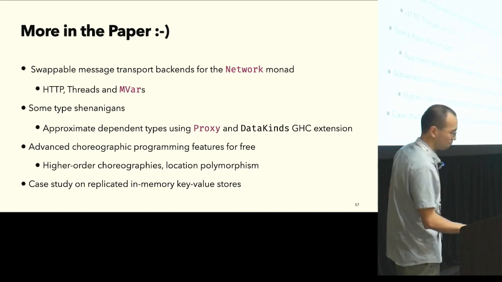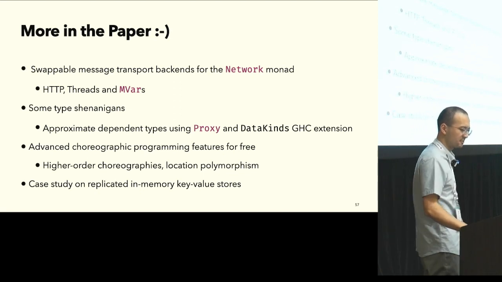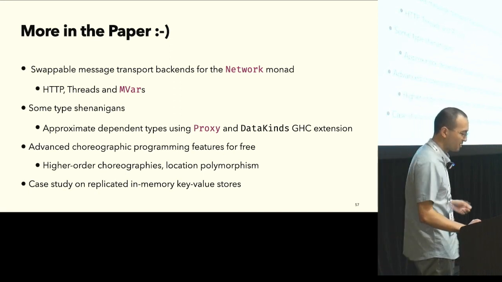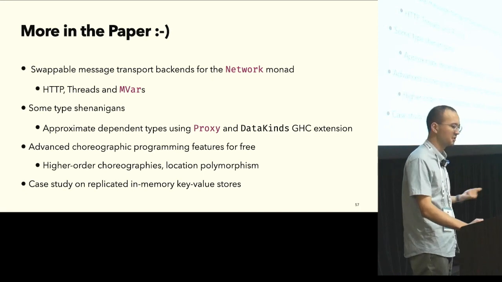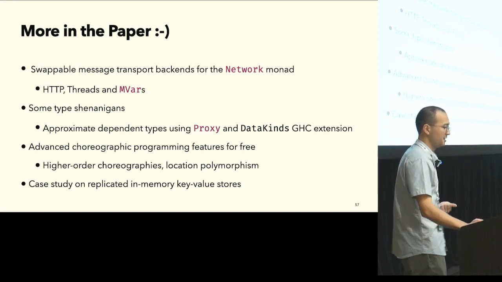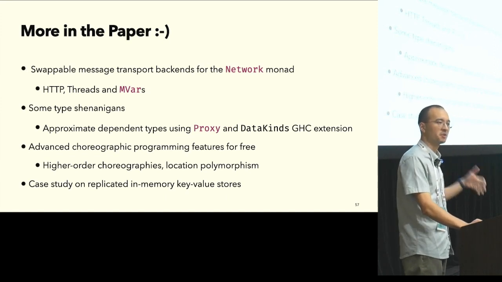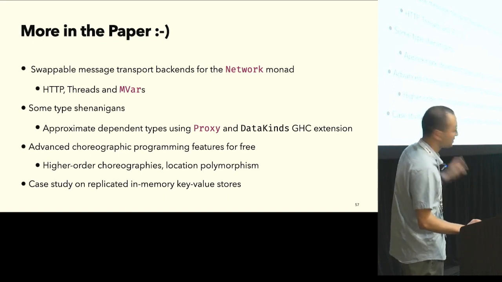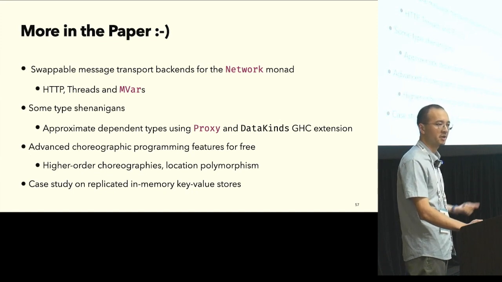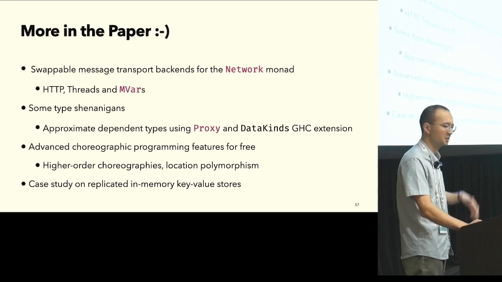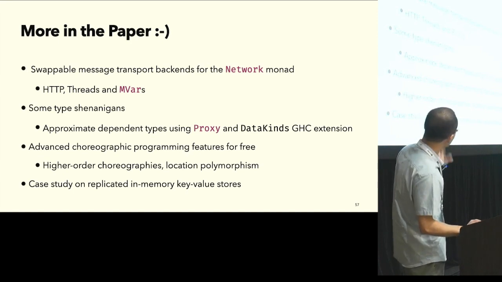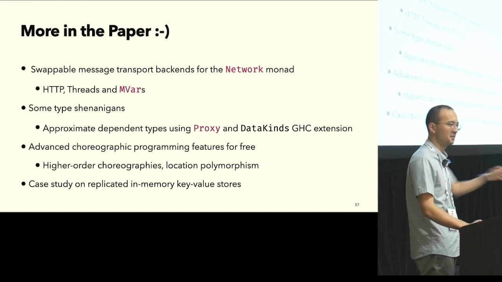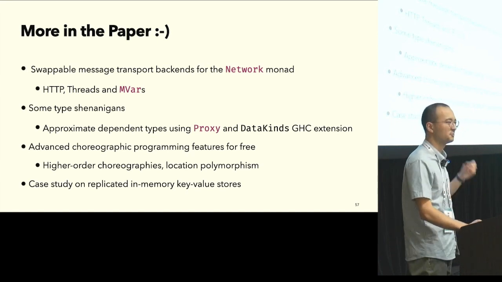So now we have the basic idea of HasChor's freer monads-based implementation, but there's more in the paper. In particular, like I said, the network monad is also defined as an instance of a freer monad, and we use the same functionality provided by the freer monad to support swappable message transport backends. For example, HasChor provides an HTTP backend where we interpret send and receive as sending and receiving of HTTP packets. There's also a local backend where we interpret network monads as threads and send and receive as writing and reading to MVars.